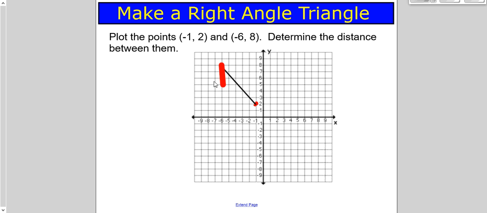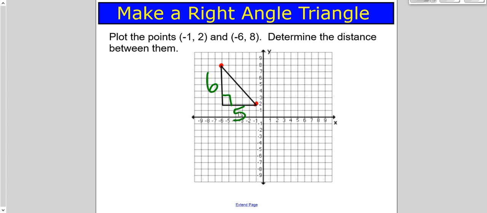I was hoping to use a straight line in a different color, but I'm just going to use a straight line. So if we make a right triangle, it goes there, and then it goes there. From there, we can count, right? Because remember we said before, if we have vertical or horizontal lines, we can just count. So 1, 2, 3, 4, 5, 6. So this side is 6. 1, 2, 3, 4, 5. So this side is 5. And we have a right triangle.